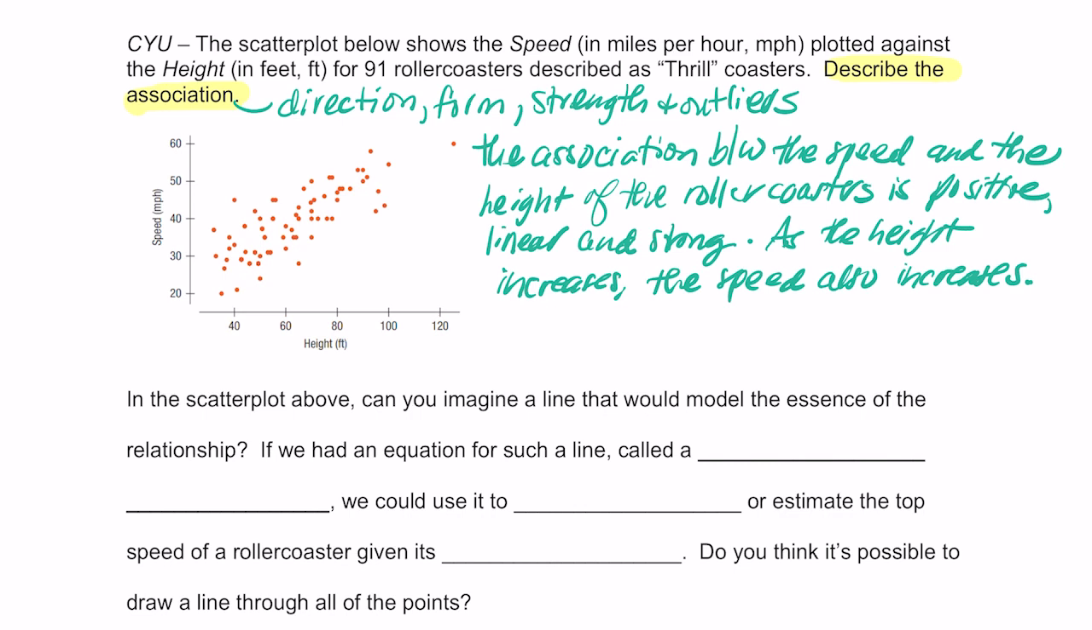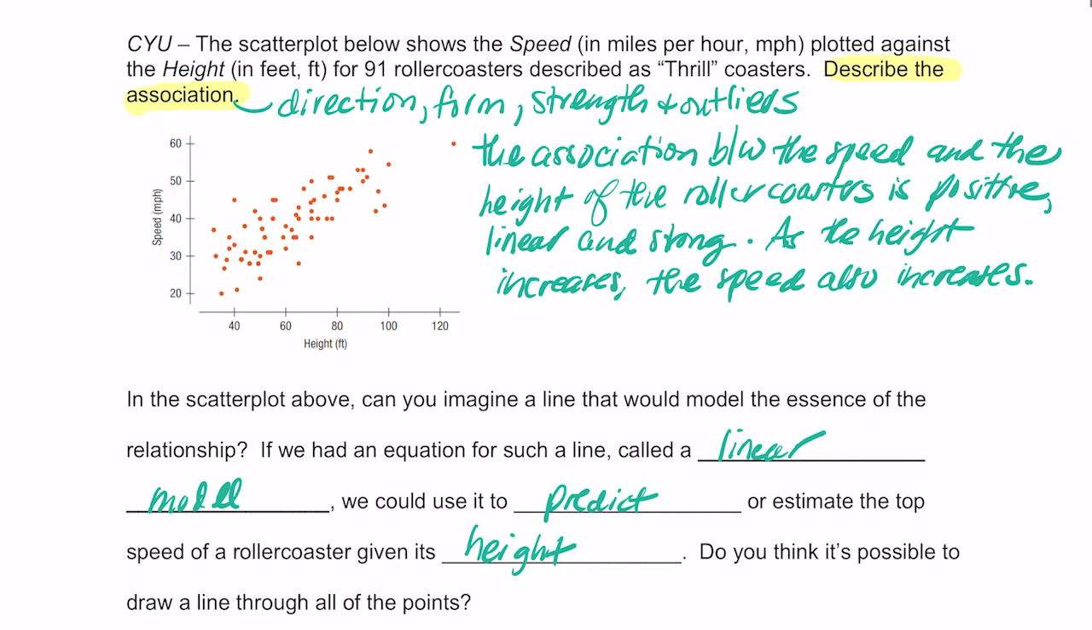So in the scatter plot above, can you imagine a line that would model the essence of that relationship? Okay, if we drew a line, obviously it's not going to go through all of the points. In fact, it may miss quite a bit of them. If we had an equation for such a line, it would be called a linear model. And we could use it to predict or estimate the top speed of a roller coaster given its height. So if we're given X, we're able to predict Y, sometimes accurately, sometimes not so much.